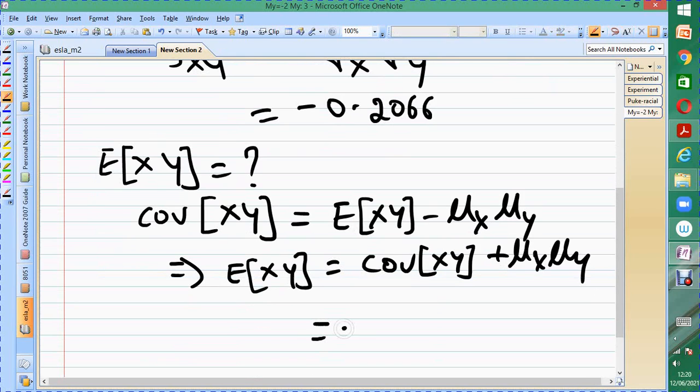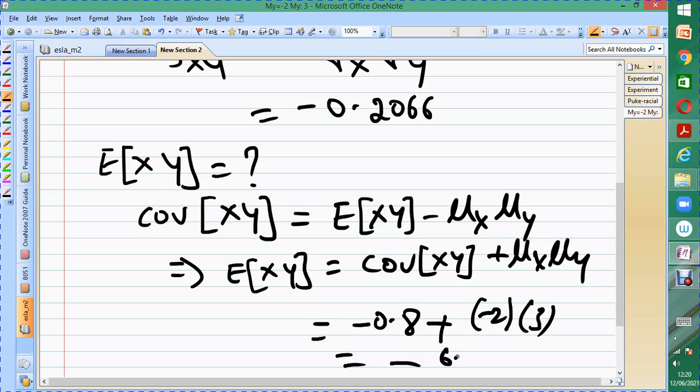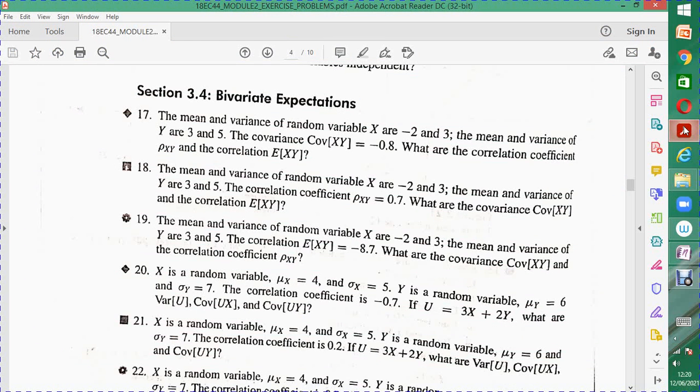That is, covariance is -0.8 according to the given data, and this is -2 and this is 3, which is equal to -6.8. So this is how you are going to make the calculation. And similar to this problem number 17, you can solve the problem number 18 and 19. And next, take up the problem number 20.